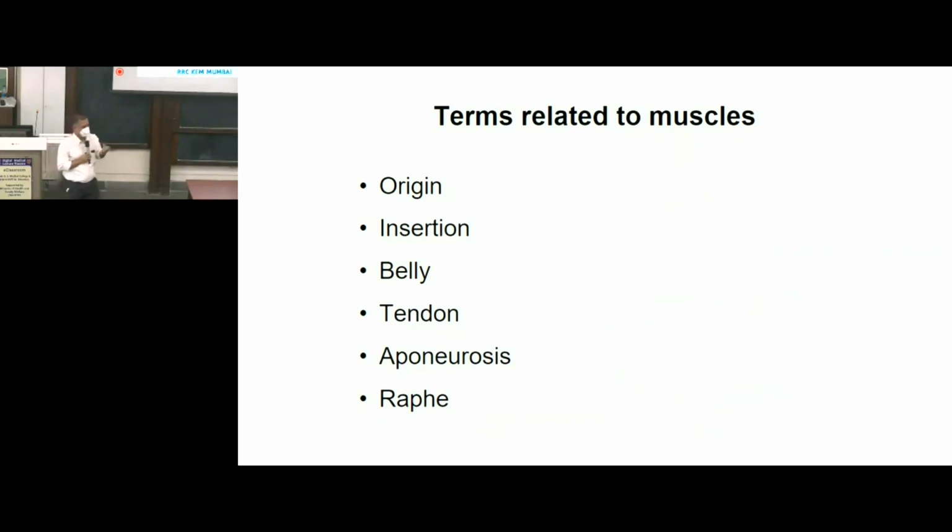Fleshy. How many of you eat non-veg? Many of you. Okay. So you eat flesh, rich in protein. Flesh. Belly. Tendon is the white portion of the muscle which is fibrous. May not be eating that probably. Aponeurosis means flattened tendon. A tendon, white portion, which is flat, is aponeurosis. Raphe, when there is intermingling of muscle fibers, that part is called raphe.